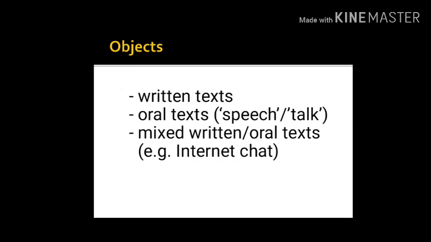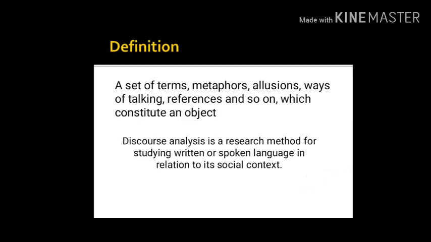So the object of discourse can be written text, oral text, which is produced from speech or talks, or a mix between written and oral text, which can be found in internet chats. So discourse can be a set of terms, metaphors, allusions, ways of talking, references, and so on, which constitute an object. So what is discourse analysis?